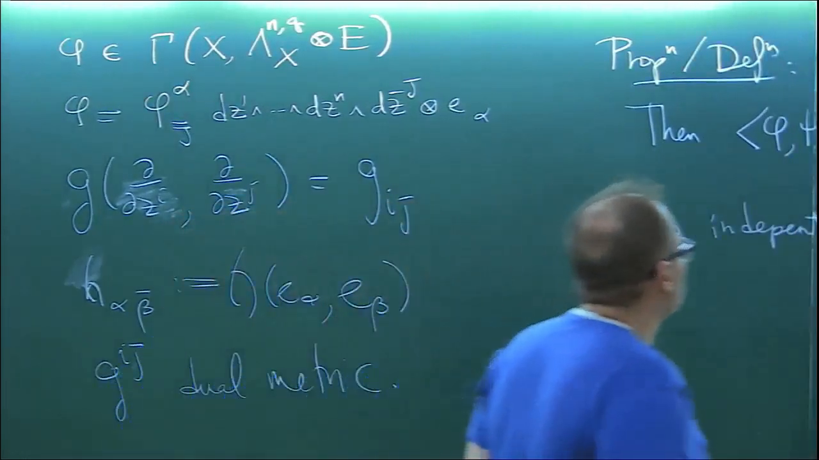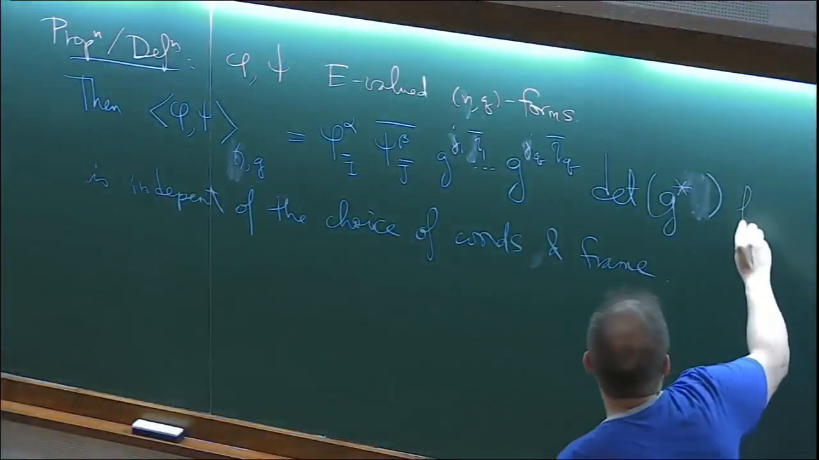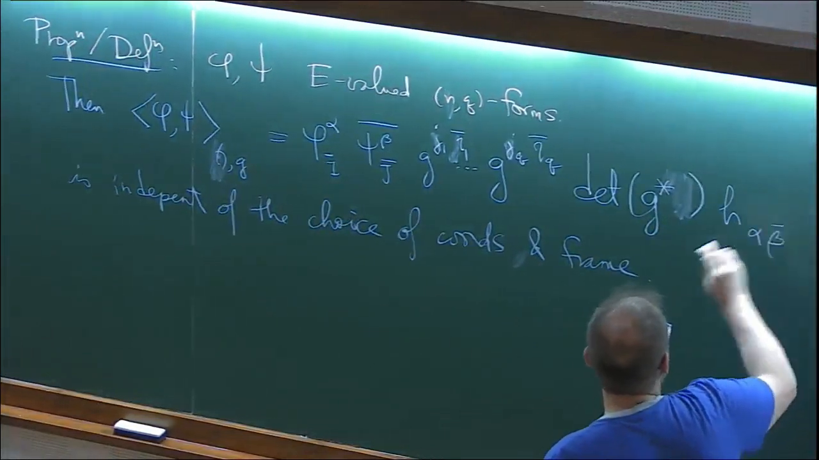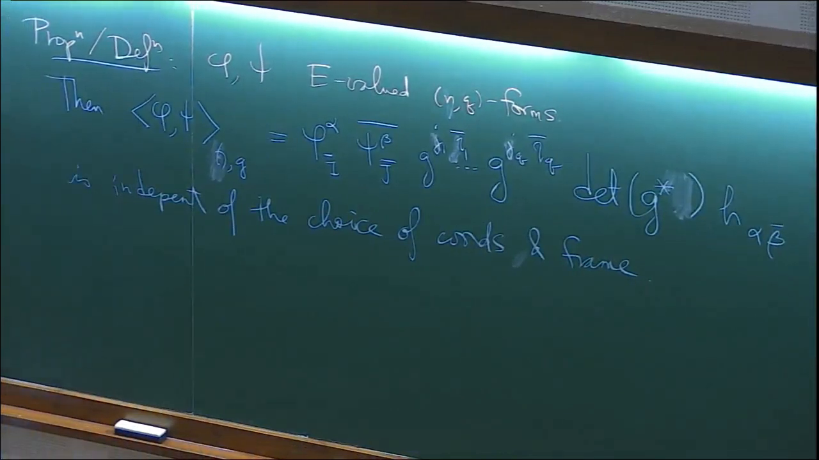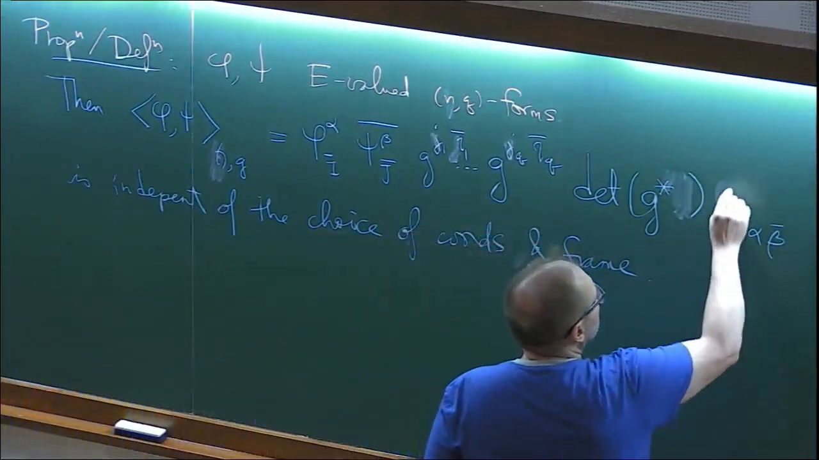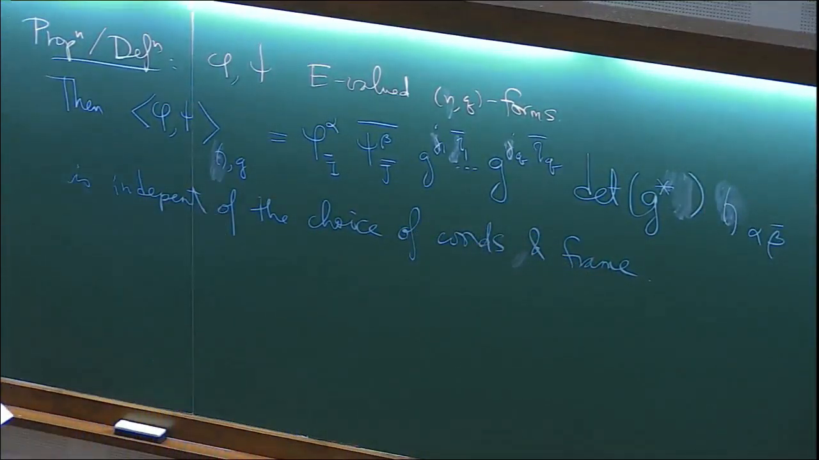Oh, I forgot the... So this is a determinant of this matrix. Maybe I should write it just as determinant of G star. And thank you. I forgot this metric H, and it's supposed to be a different character. Right, so this is some kind of a function. I'll leave you to check this or just believe that this is indeed the expression for the metric.